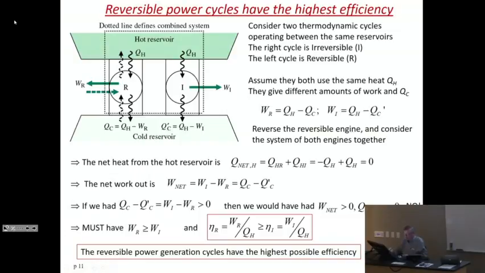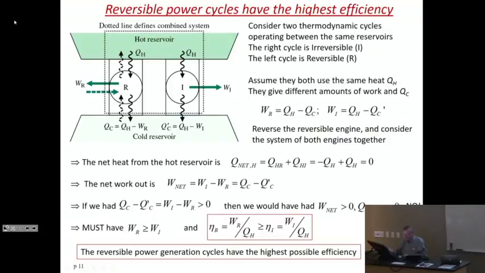Well, if QC minus QC prime, or Wi minus WR, were positive, then the net machine would have positive work, because W net is this difference, whereas Q net hot here would be 0, meaning we would be entirely working out of the cold reservoir only, not involving the second reservoir in the development of the work, thereby violating the second principle of thermodynamics. So this cannot be; this would violate the second principle.